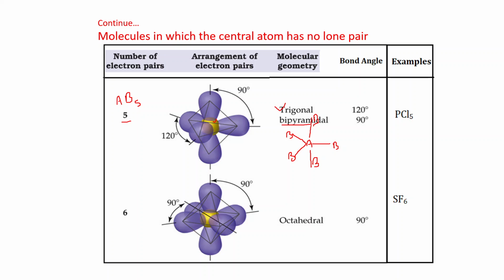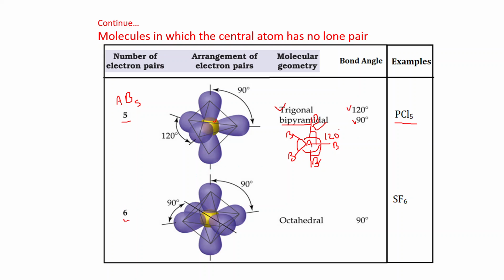Trigonal bipyramidal. Now, in this case, 2 types of bond angles are there. The bond angle in the plane is equal to 120 degree. And the bond angle of this B with the plane is 90 degree. In the same way, the bond angle of this B with the plane is again 90 degree. So 2 types of bond angles, 120 degree and 90 degree. Example is PCl5.